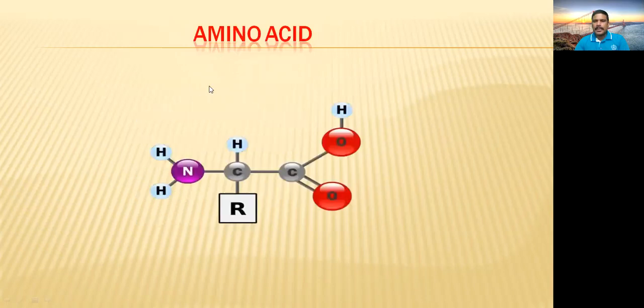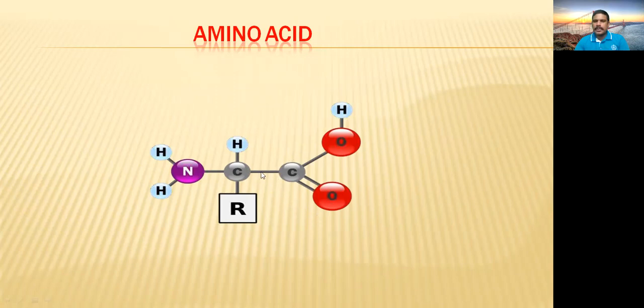So this is the structure of a single amino acid. These amino acids have two different types of functional groups in them. One is the NH2 group, also called the amino group. The end at which this amino group is present is called the N-terminal end. And another functional group is COOH, the carboxylic group. The end at which this carboxylic group is present is called the C-terminal end.